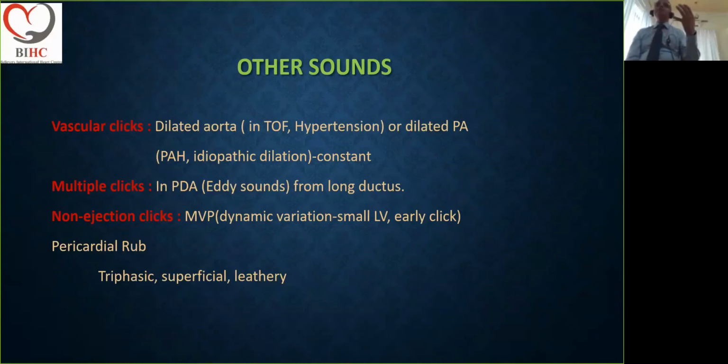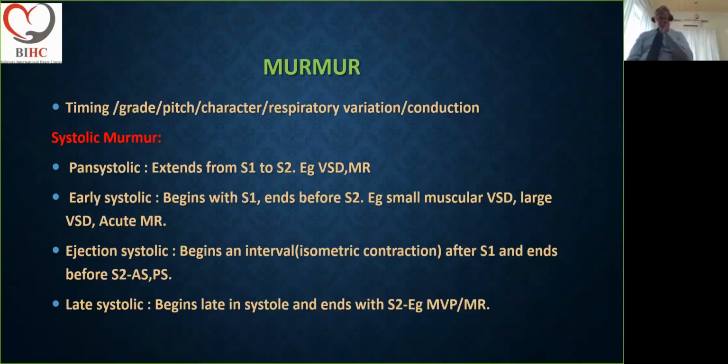Now from sounds we need to move to murmurs. A murmur is generated by turbulent flow across something. So you have to describe the timing of the murmur. Is it systolic, diastolic? In systole, where exactly? The grade of the murmur, grading we will discuss. The pitch of the murmur, the frequency of the sounds. The character of the murmur. Does it have a respiratory variation? Does it have any conduction?